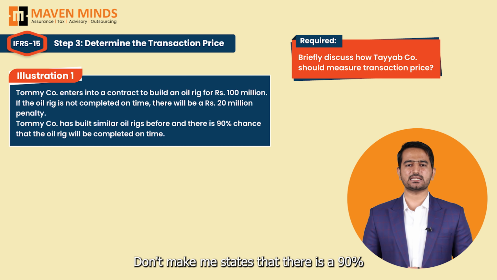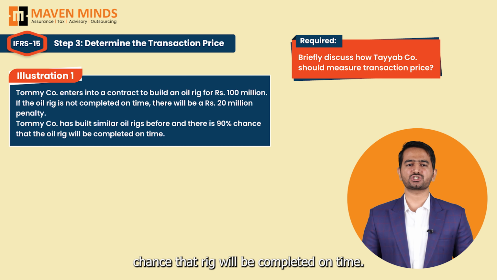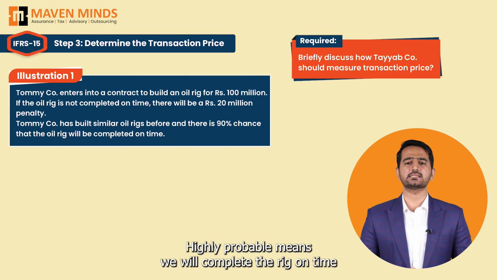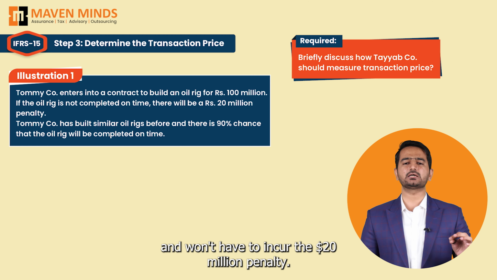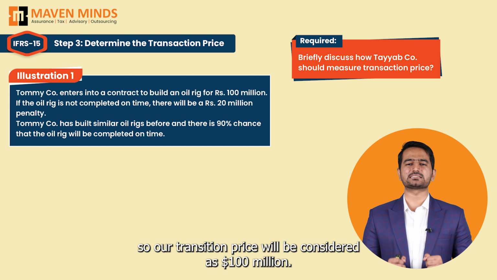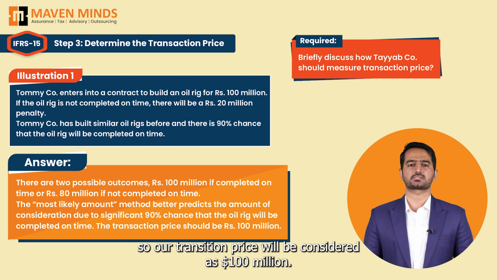Tommy Company states that there is a 90% chance that the rig will be completed on time. A 90% chance means it is highly probable. Highly probable means we will complete the rig on time and won't have to incur the $20 million penalty. This means we are entitled to $20 million, so our transaction price will be considered as $100 million.